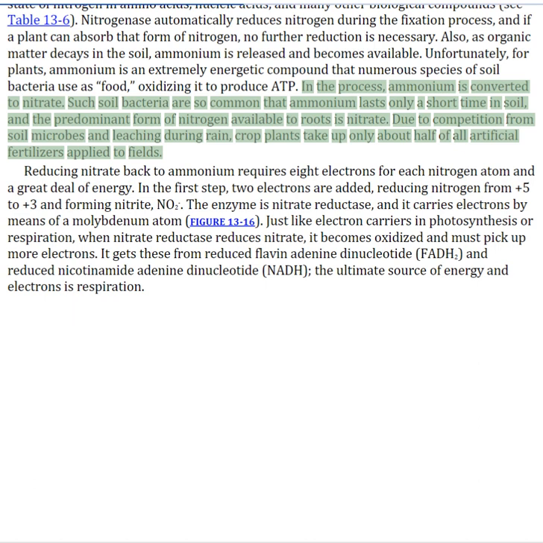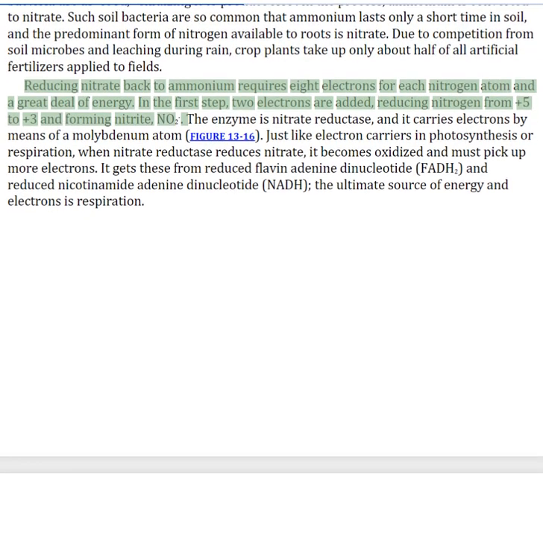Such soil bacteria are so common that ammonium lasts only a short time in soil, and the predominant form of nitrogen available to roots is nitrate. Due to competition from soil microbes and leaching during rain, crop plants take up only about half of all artificial fertilizers applied to fields. Reducing nitrate back to ammonium requires 8 electrons for each nitrogen atom and a great deal of energy.